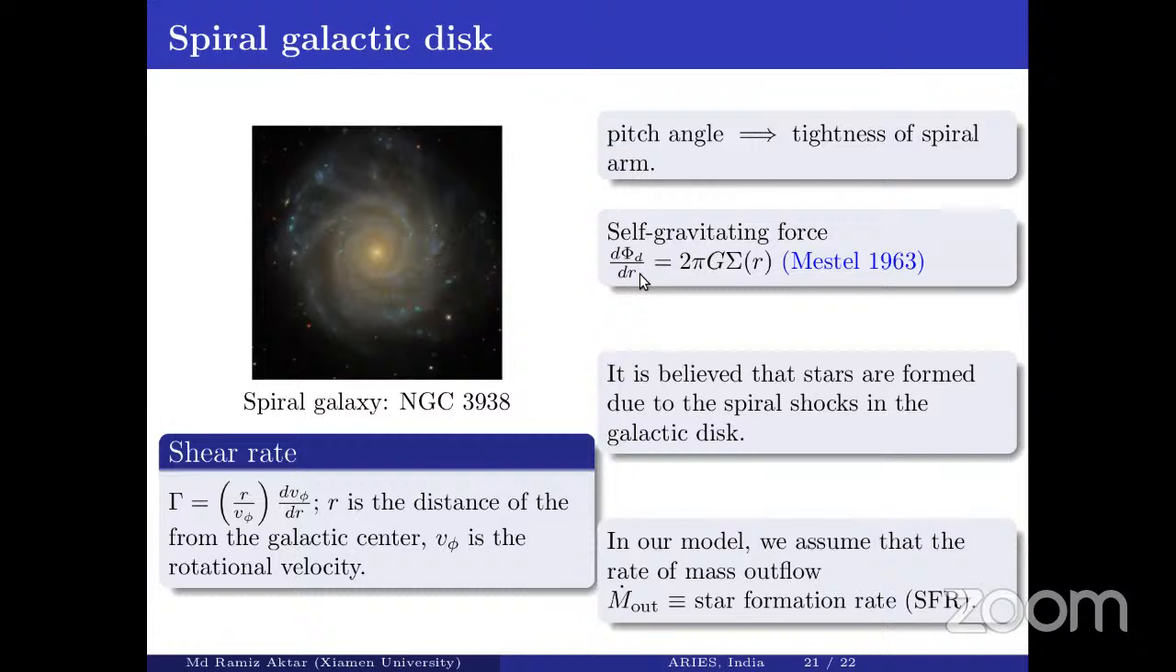For this spiral galactic disk, we need to know various observational parameters. One is called the shear rate. Shear rate is basically defined like this, where V phi is the azimuthal velocity, and R is the distance from the center to the spiral arm.